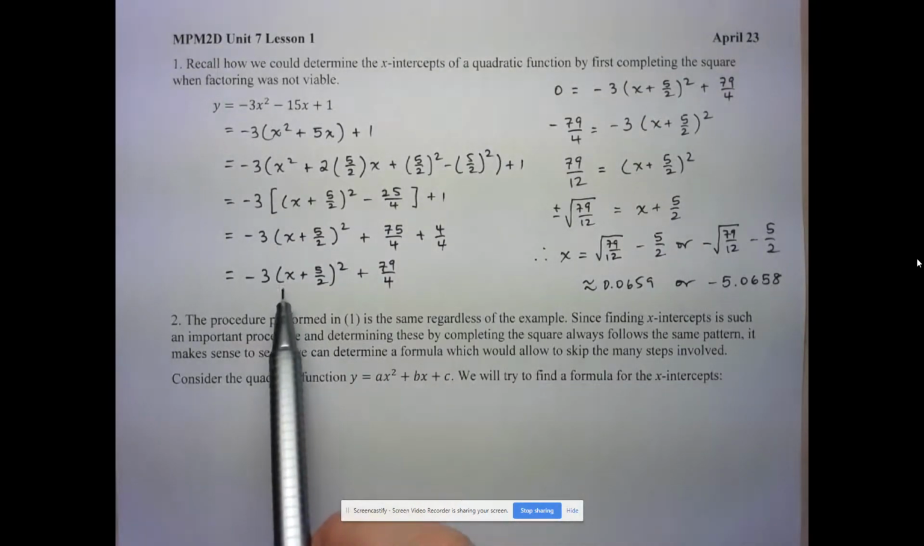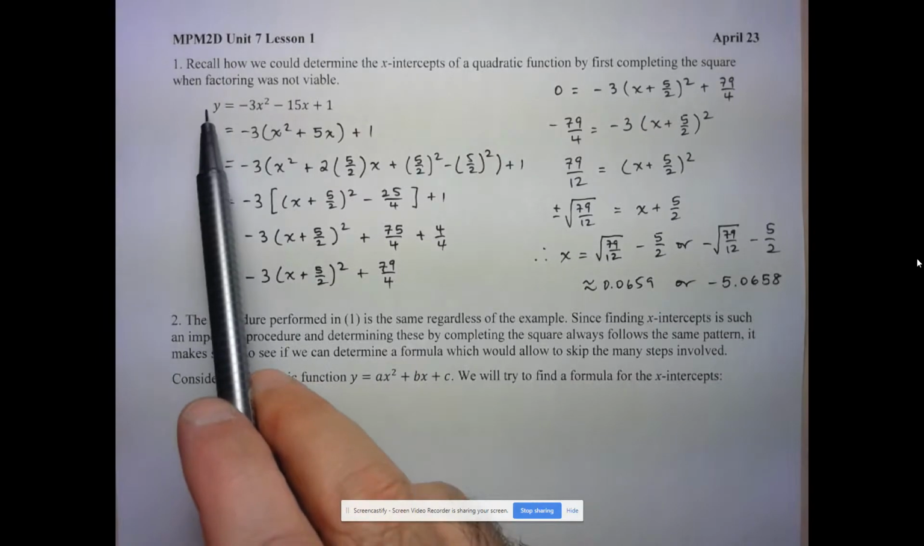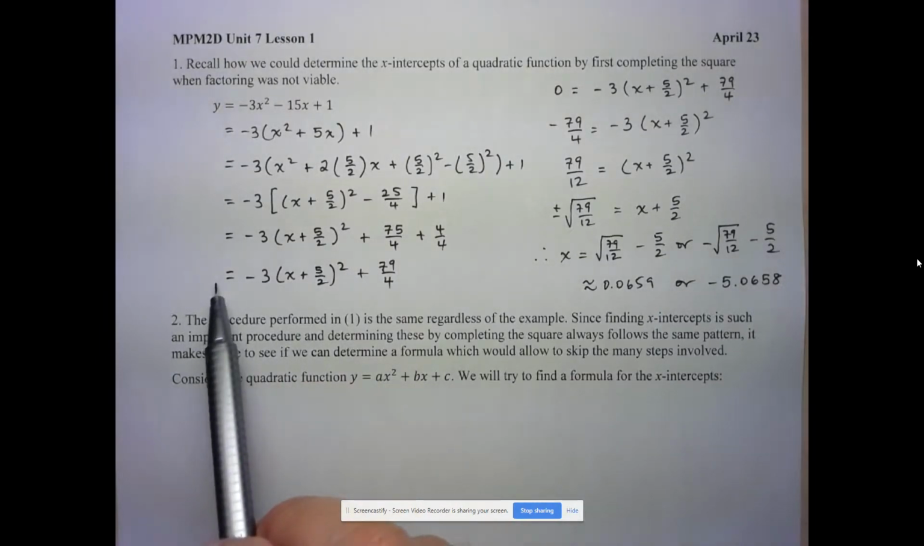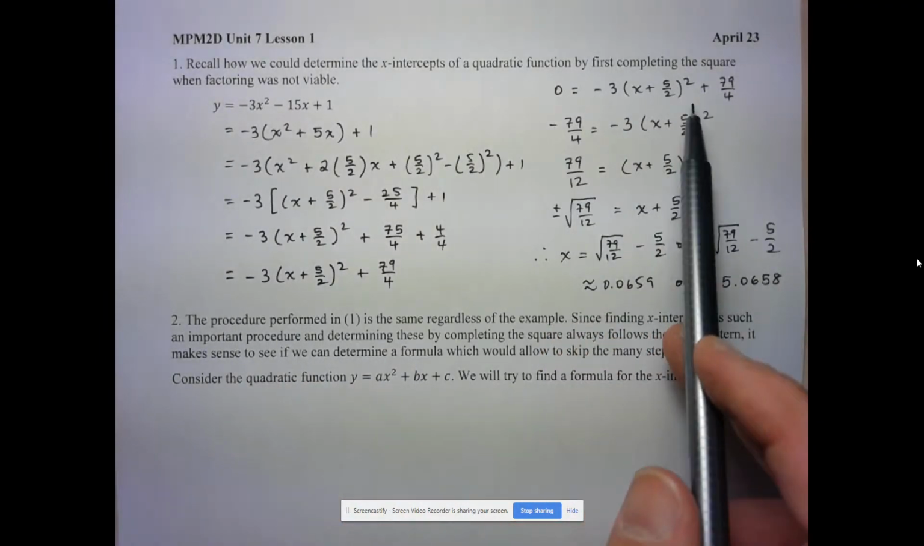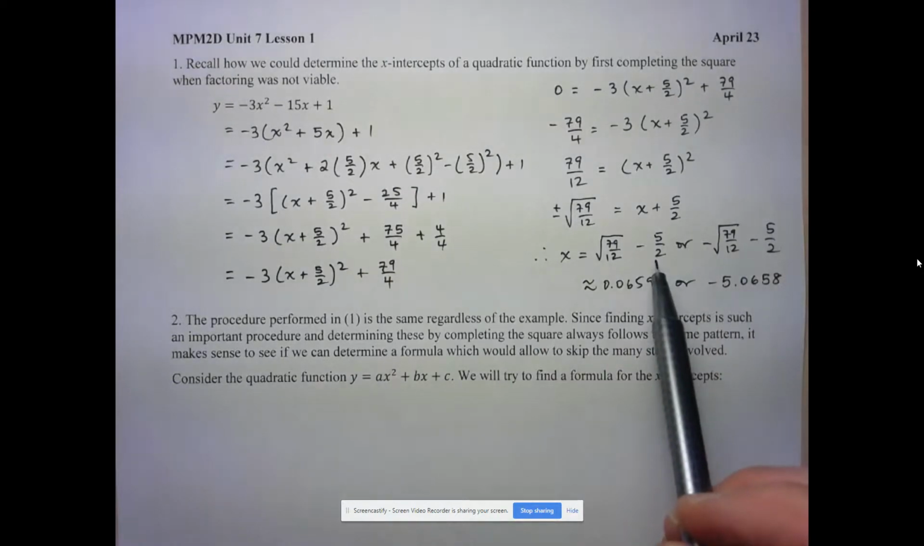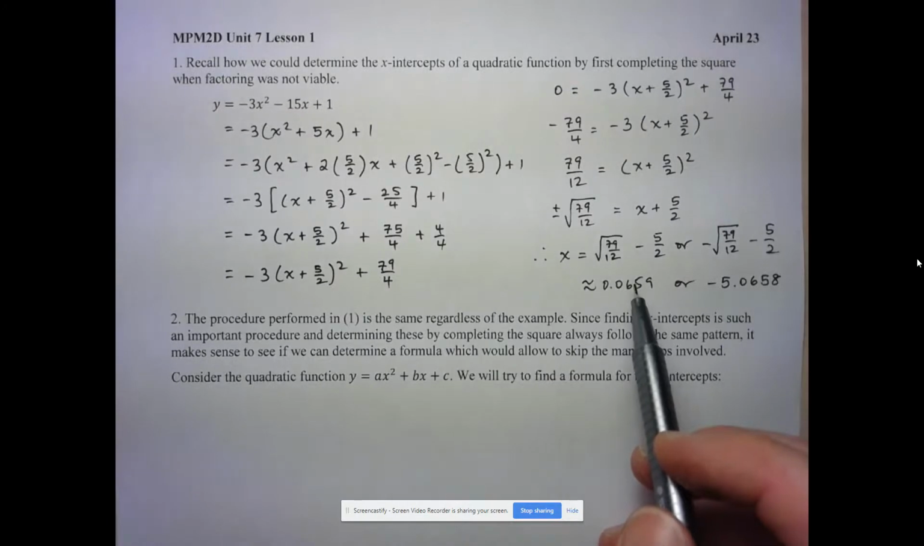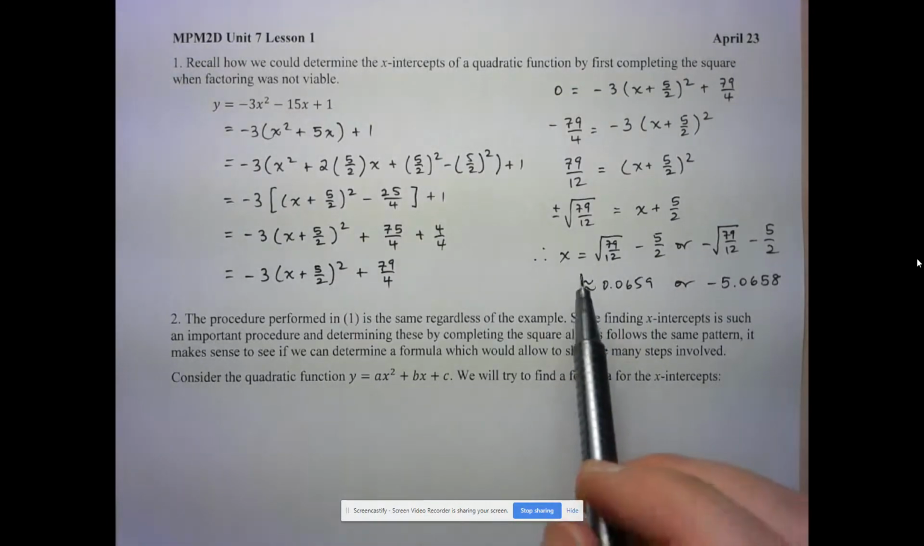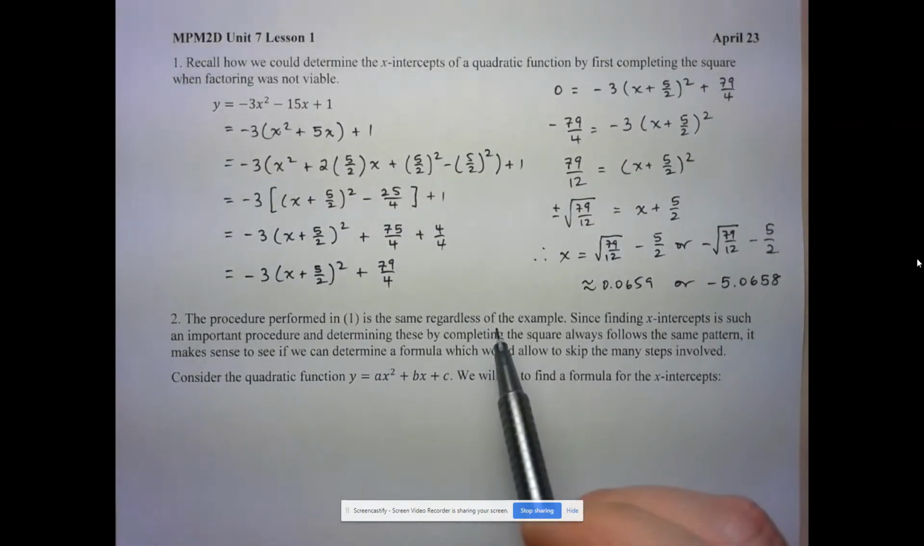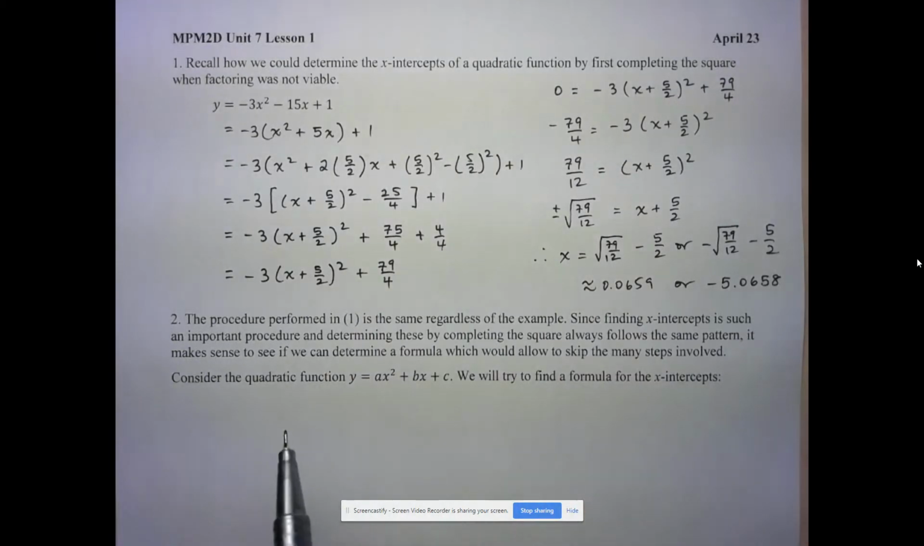Then once you get it into vertex form, you can replace y by 0 since you're looking for the x-intercepts, and then you can solve by opposite operations. And in this case here, we saw that we got 2 answers. So this works, but it's a very long process just to find x-intercepts. So this is where we're at now.